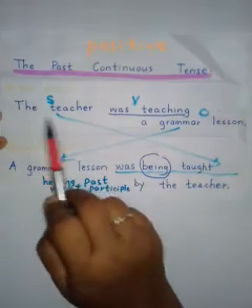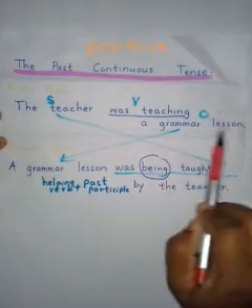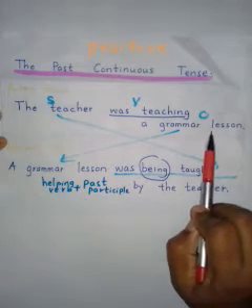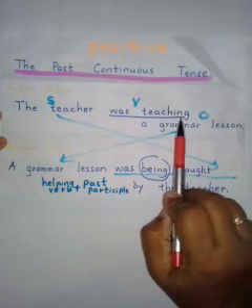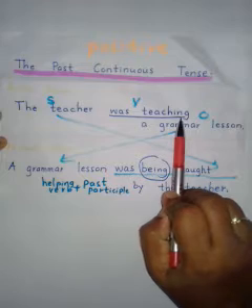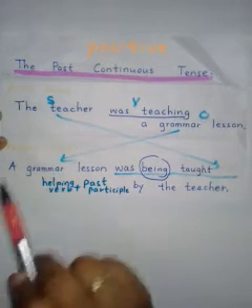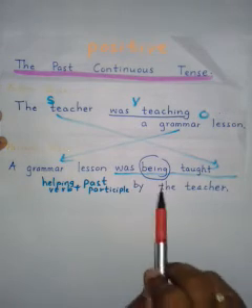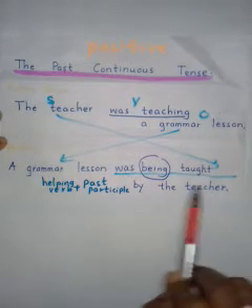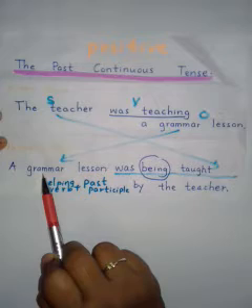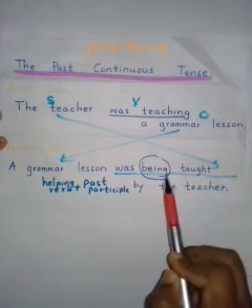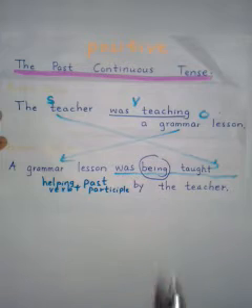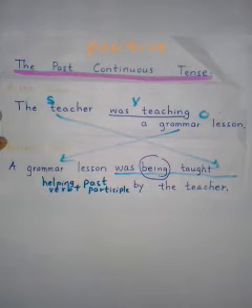Active voice: the teacher was teaching a grammar lesson. Passive sentence: a grammar lesson was being taught by the teacher. Those are the meanings.